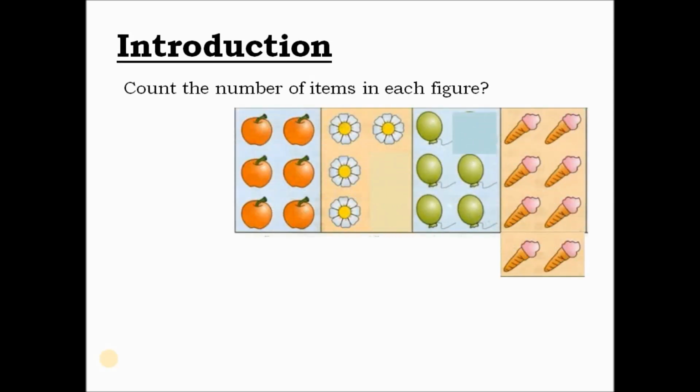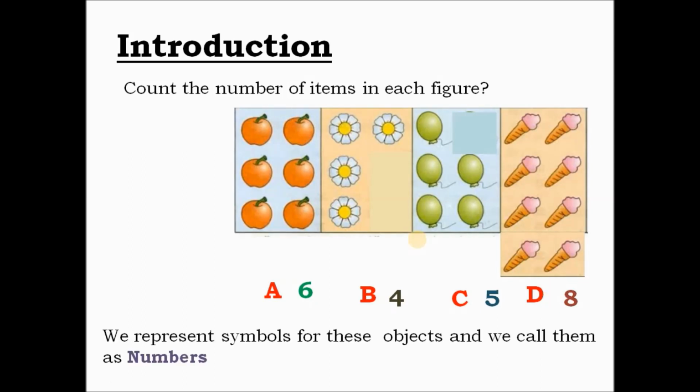Count the number of items in each of the figures. We have figure A, figure B, figure C and figure D. If you count the number of apples in figure A, the answer will be 6. Whereas there are 4 flowers in figure B, 5 balloons in figure C and 8 ice cream cones in figure D. We represent these objects with symbols and we call them numbers.